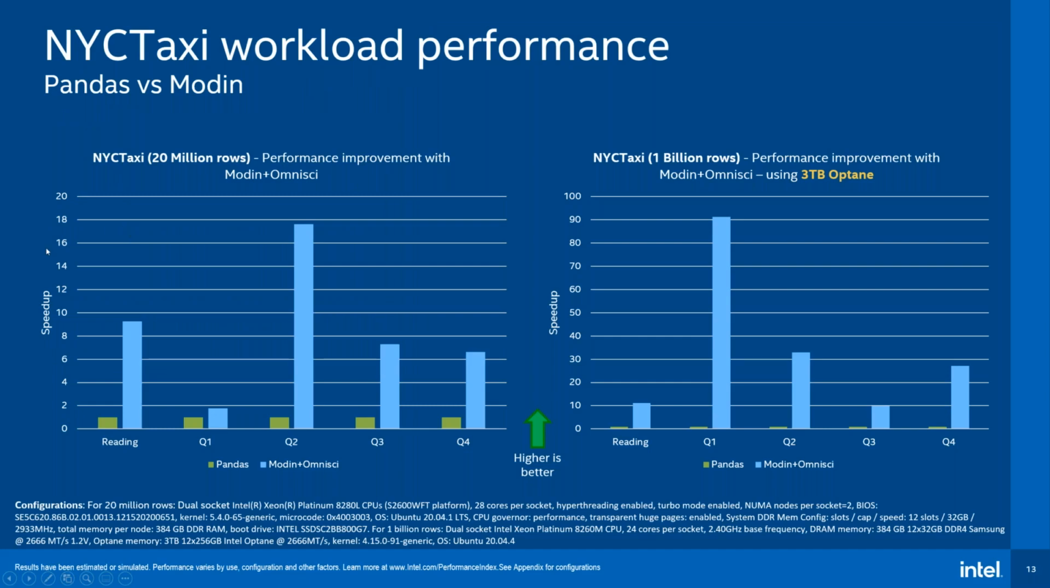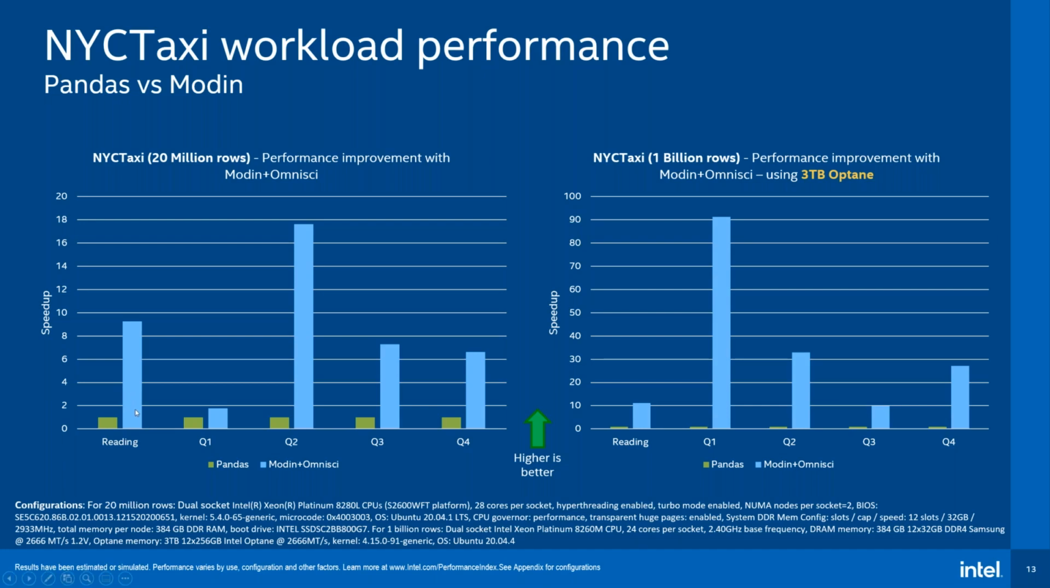The following slide here shows the speedup that is achieved by using Modin compared to Pandas for read CSV and for processing the 4 queries that I detailed on the previous slide. The chart on the left is for the 20 million rows, while the chart to the right is for 1.1 billion rows in the input data set. The green bars show performance using the Pandas library, and the blue bars show performance with Modin relative to Pandas.